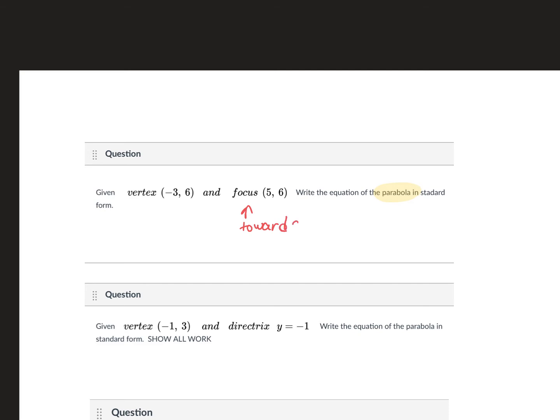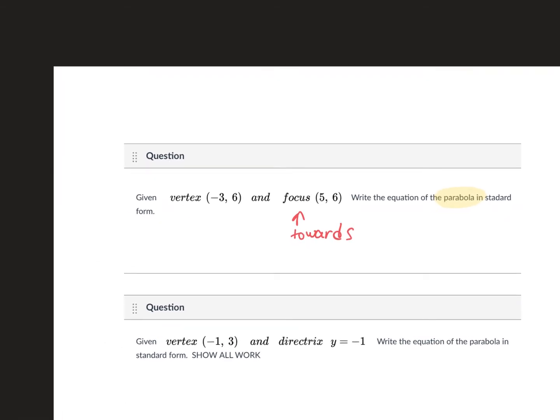Away from what? Away from what? The directrix. Thank you. All right, so let's draw a little picture so we can see. So I have -3. 1, 2, 3, 4, 5, 6. So -3, 6 is my vertex. 1, 2, 3, 4, 5. And 5, 6 is my focus. Opens towards the focus, right?